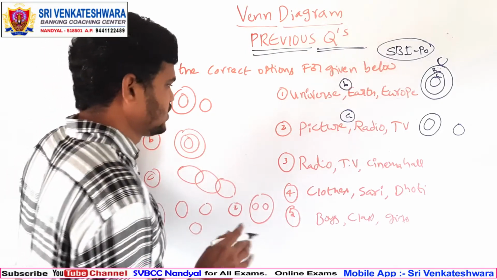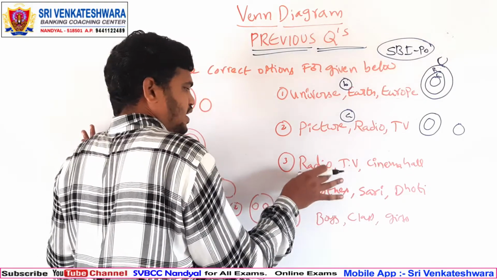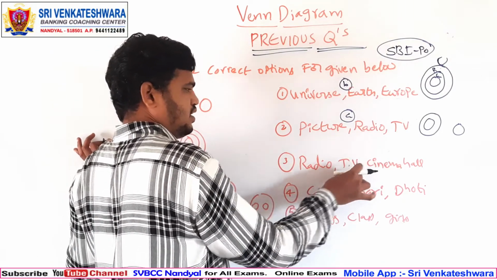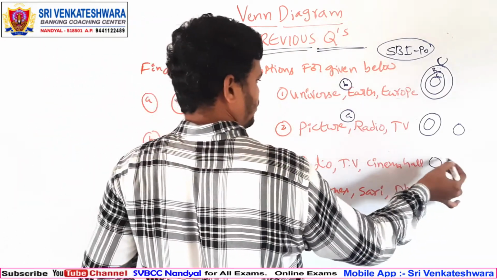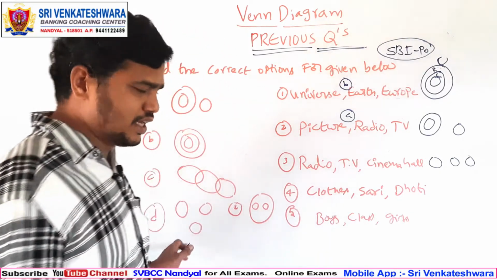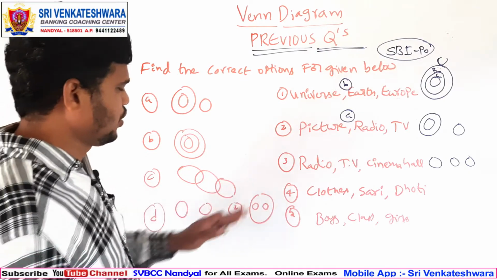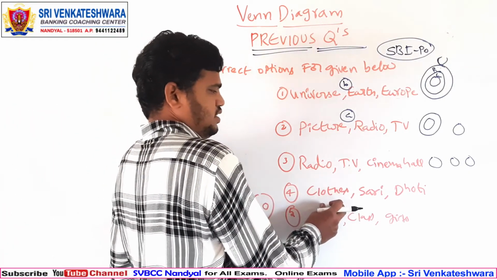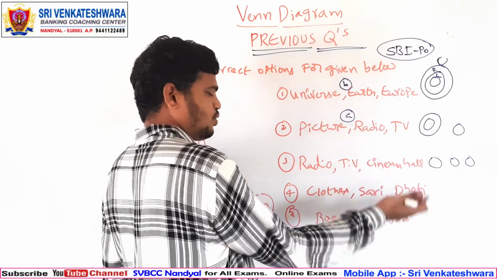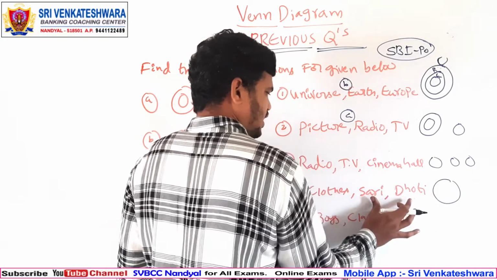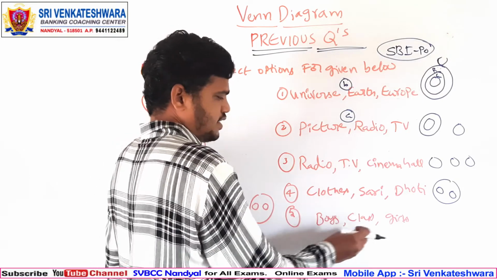Next, radio, TV, cinema hall. See, here radio is different, TV is different, cinema hall is different. So which option should be correct here? D. So radio, TV, cinema hall. Next, cloth, sari, dhoti. See, which one should be here? Sari is different, dhoti is different. Both are categories of cloth. So sari, dhoti.